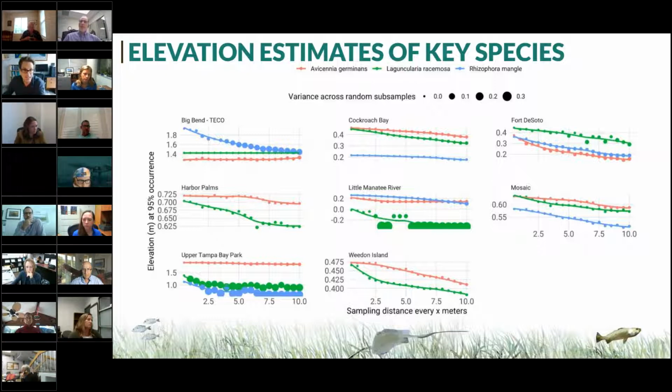And so it's the same story here. This is showing the elevation at which 95% of these species occur, where that estimate is with a given level of effort. And so, of course, same story: reducing the effort, we see that estimate change. Some of the estimates are not changing that much for a particular species at a particular site. What's interesting here is that the variance of that estimate changes. So our precision, our ability to estimate that elevation, does change quite a bit with reductions in effort.